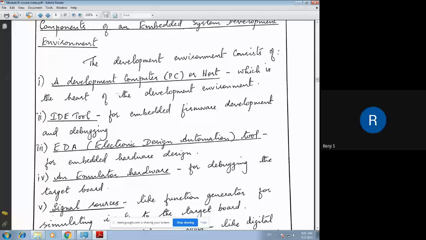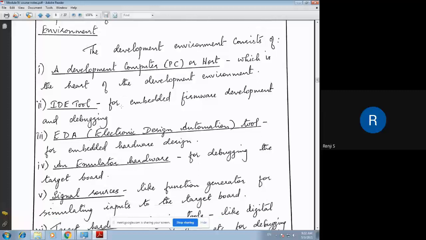So the heart of the development environment of an embedded system is the development computer or the host machine, where we are going to develop the firmware. And we said firmware is the master, the brain of the system, and without firmware, the embedded product will not function. It is of no use. It is a useless lump of hardware. So we need a PC for developing the firmware. So it is known as the heart of the development environment. The development computer or the PC is called the heart of the development environment of an embedded system.